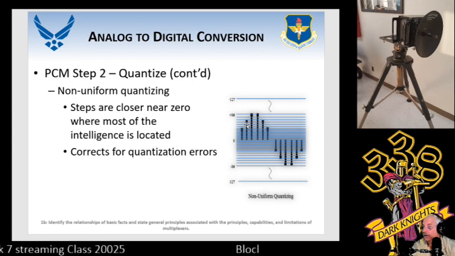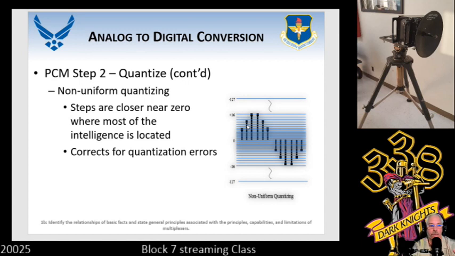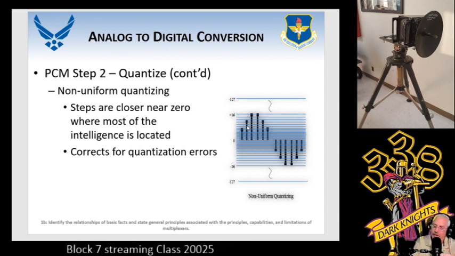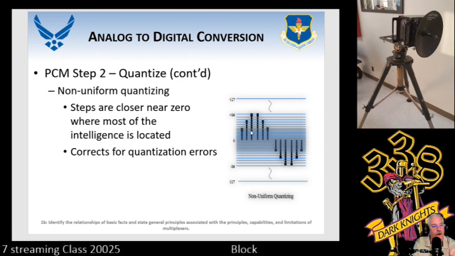So we still have 127 steps. The difference is as you're closer to zero, those steps are smaller, so each one of these sampling items can fit on a line instead of having to round them over and create quantization errors. So with that in mind, you still have errors, especially if you got somebody who's got a really high voice or a really low voice, and you just can't get away from it. But by squashing those lines together, you can at least eliminate a lot of the quantization errors.